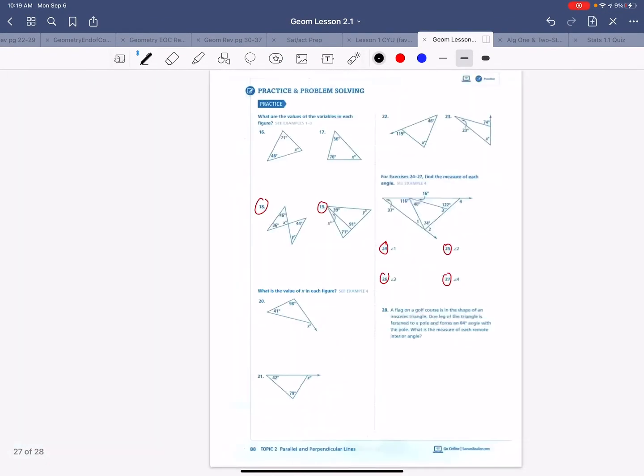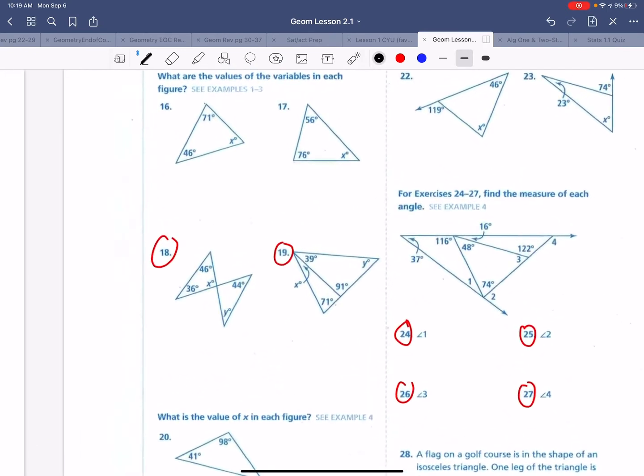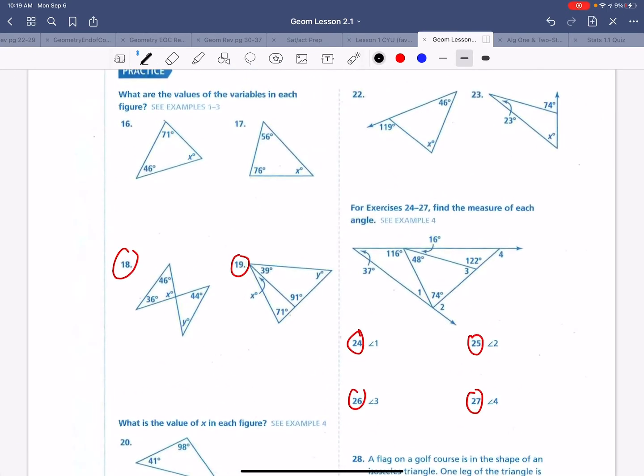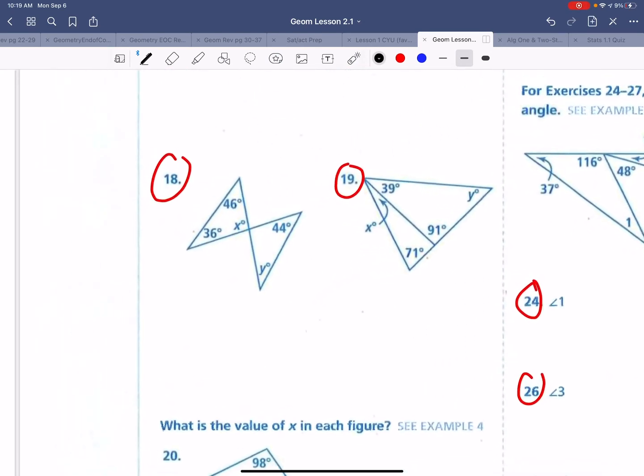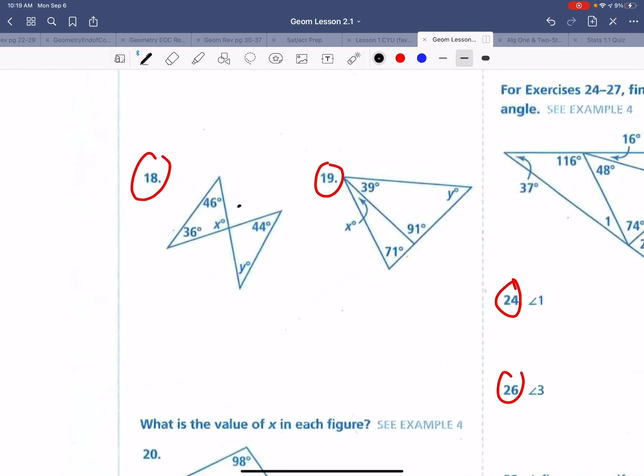All right. Now, those were really big problems. Those are big thinking problems. These are more direct questions. So it says, what are the values of the variables? Okay, so the variables would be x and y. So they don't necessarily need to know the measurement of the angles, although we could find them. They just want to know the variables.